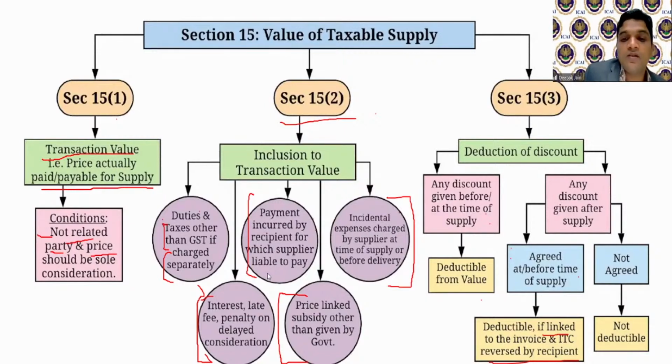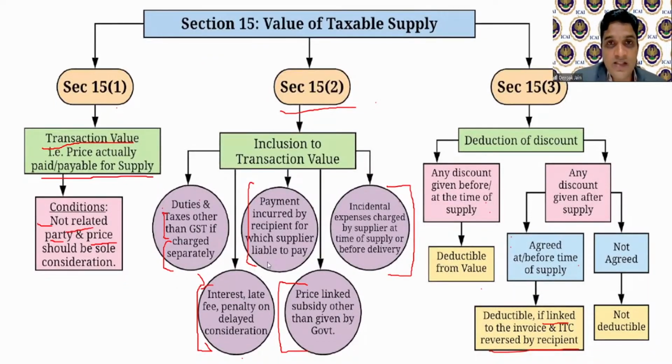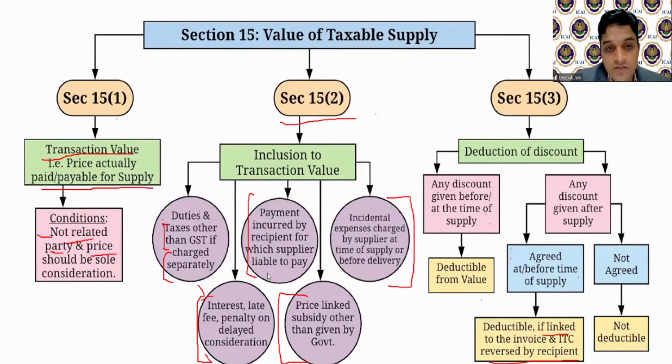Okay. Is cess also included? Cess is also excluded. So when you say GST and other taxes, duties or taxes other than GST, it means cess also is not included. So cess you will not include in the transaction value. Section 15.1. Okay.